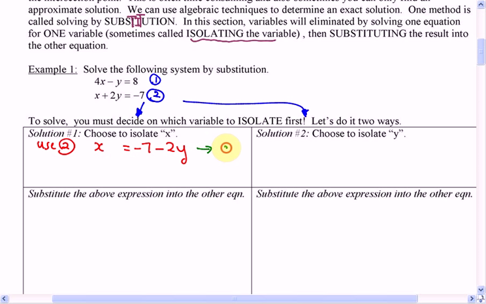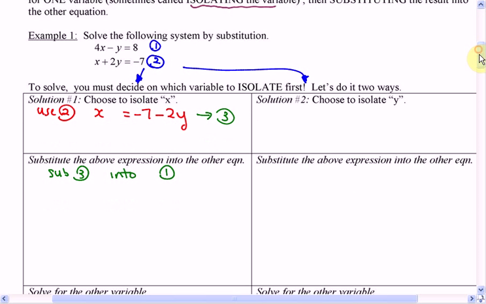Now, what they're going to ask you to do is substitute the above expression, and I'm going to call this now equation number 3. So let's substitute equation number 3 into the other equation. So the other equation that I haven't used yet is number 1. And here we go. So 4x. Now notice wherever I see x, in this case, I'm going to replace it with a big bracket. And what's going to go inside my big bracket is what I just had from above. So that's the negative 7 minus 2y, right? Because that's what's equal to x.